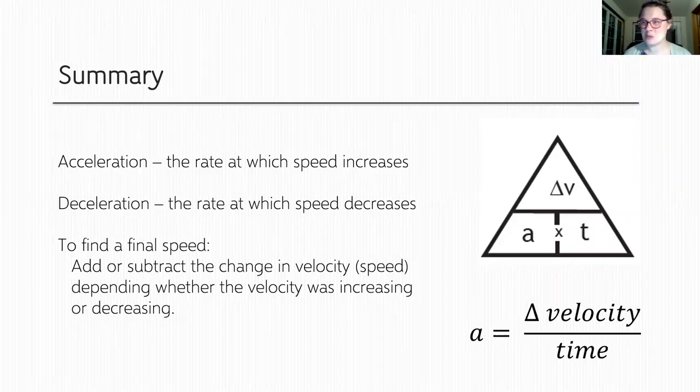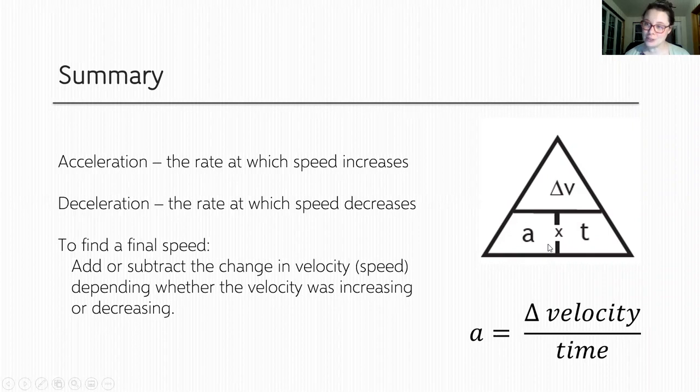All right, so just a quick summary. If you haven't, hopefully you've got to this slide. Acceleration is the rate at which speed increases. Deceleration is the rate at which speed decreases. In order to calculate, the change of speed is equal to acceleration times time, or acceleration is the change of speed divided by time. So you can use your triangle.